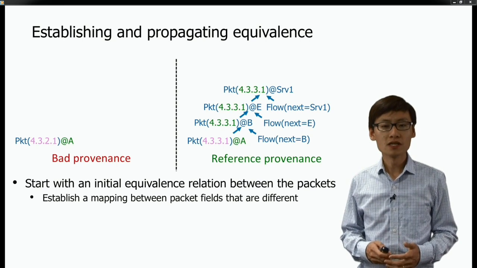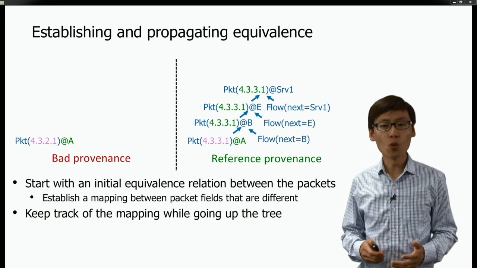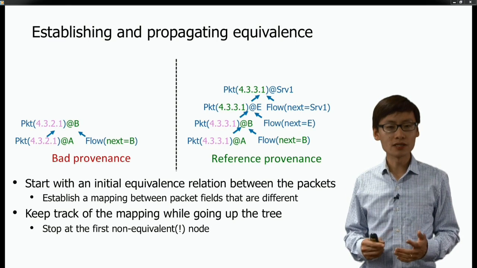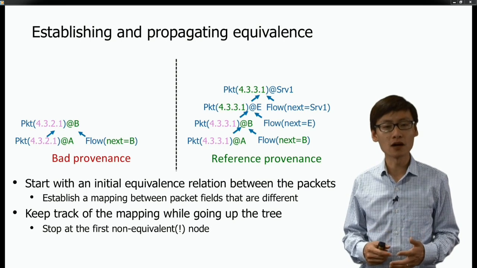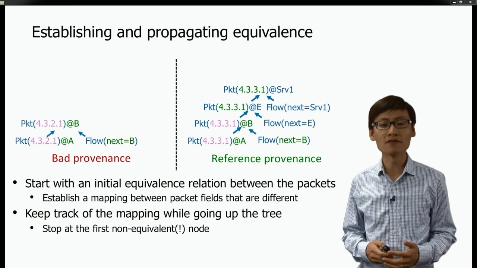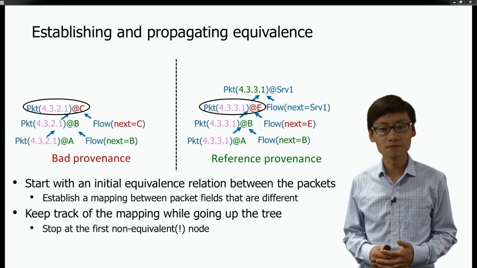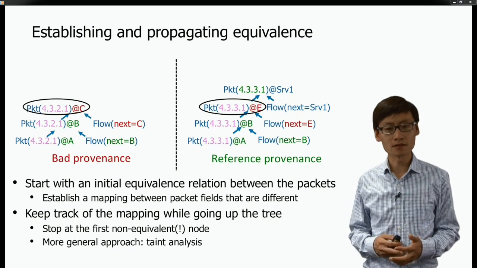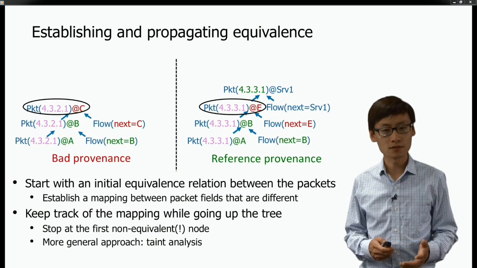And we would keep track of the mapping while we go up the tree. And as long as the trees are still equivalent, we would continue mapping until we arrive at a non-equivalent node. More generally, this requires a form of taint analysis, which works like this.